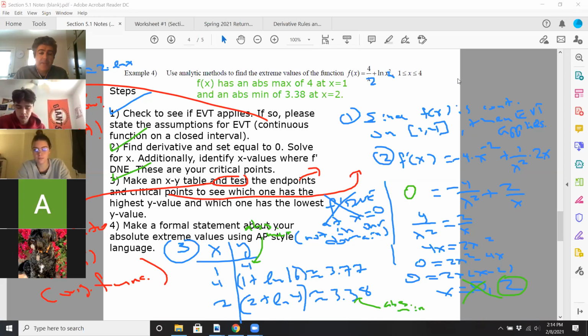Let's do a 10-minute break. It's 2:14. We'll come back at 2:25. How about that? So 10 minutes and some change. We'll come back at 2:25.